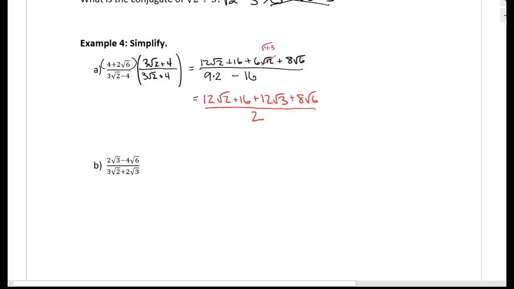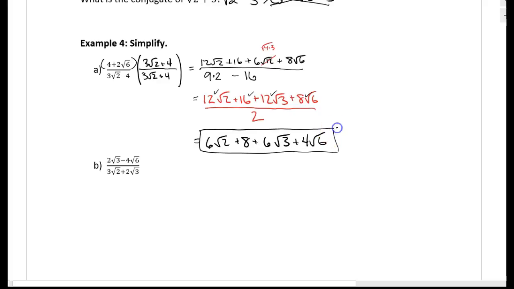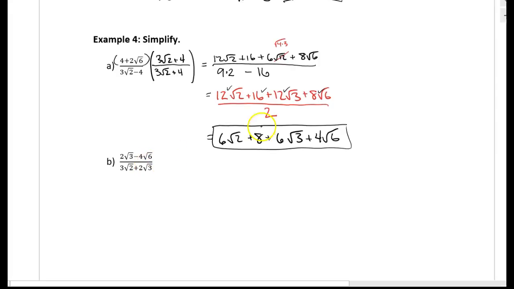Can 2 go evenly into all of these terms? Well, it can go into 12, it can go into 16, 12, and 8. Yes, lovely. So what I can actually do is finish this without having any denominator by writing 6 root 2 plus 8 plus 6 root 3 plus 4 root 6. So again, using the ideas from previous lessons, we want to simplify as far as possible. Now, why can't I simplify that anymore? Because my radicals are all different.